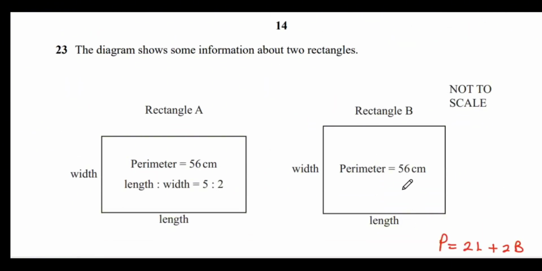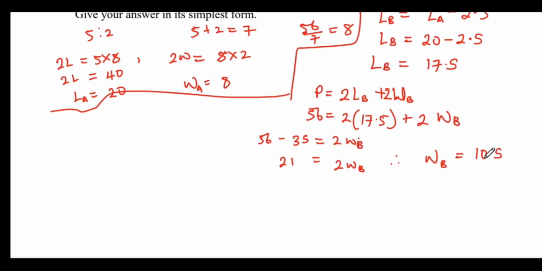To confirm our answer, if we multiply this by 2 and multiply this by 2, we are going to get 56. This 2 here will give us 35, while 2 here will give us 21. 35 plus 21 will give us 56.